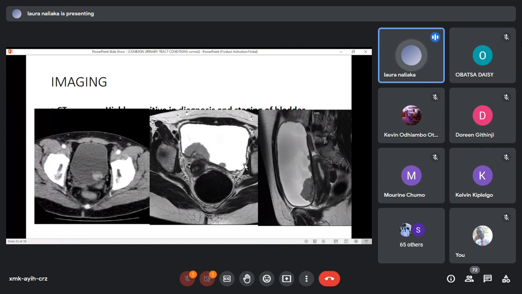Same patient, different plane. This is an axial. This is a sagittal. You can see the uterus just posterior to the bladder. Then the urinary bladder is well distended, but you can see a mass protruding within the lumen. You can see the signal of the bladder wall underlying the tumor is altered, and that was a sign that it's an extravesical tumor, or it has extended beyond the bladder.